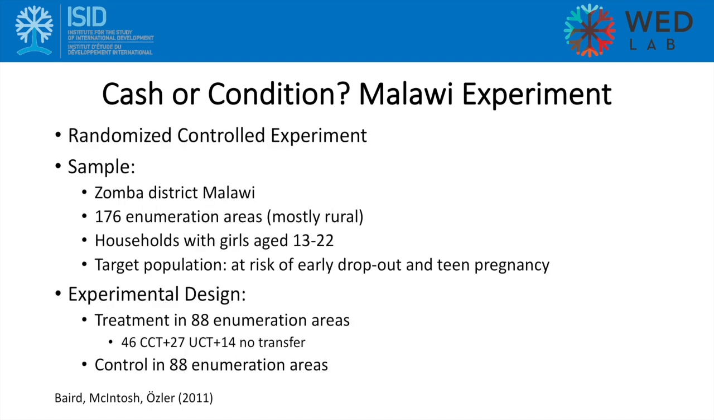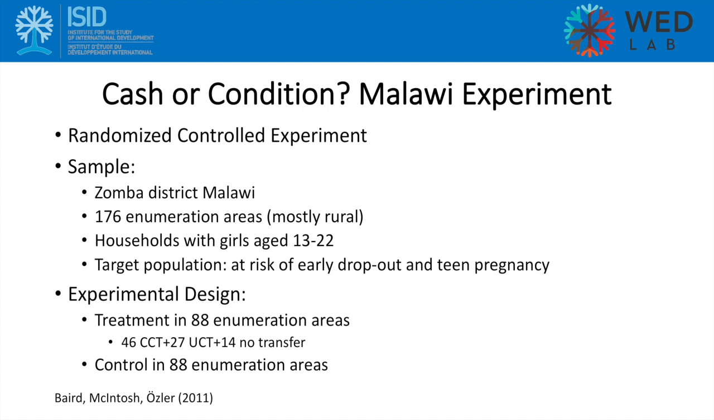So they ran this as a randomized controlled trial in Malawi. They're targeting households with girls aged 13 to 22. And their target population here is really those individuals and households that are at risk of early dropout and teen pregnancy.